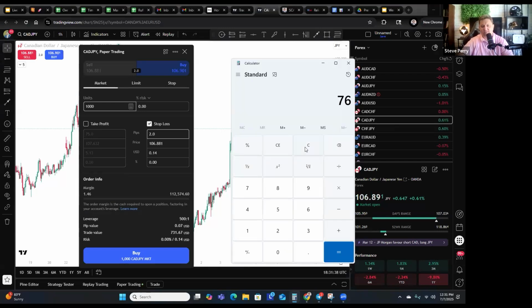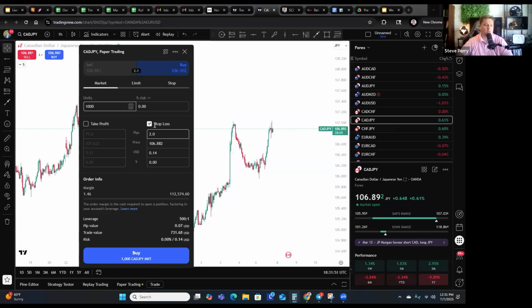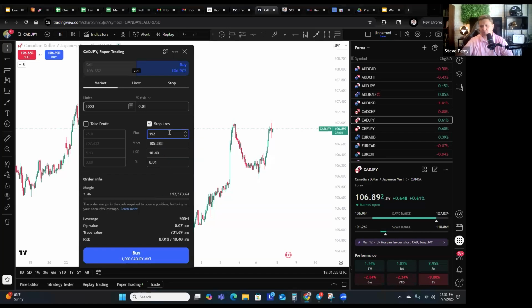So if I have 76 as my average daily range on the CAD yen, I'm going to multiply that by 2, and that's 152 pips. Okay. So that's my week-long stop loss that I'm providing. That's the space I'm giving the CAD yen this week: 152 pips.